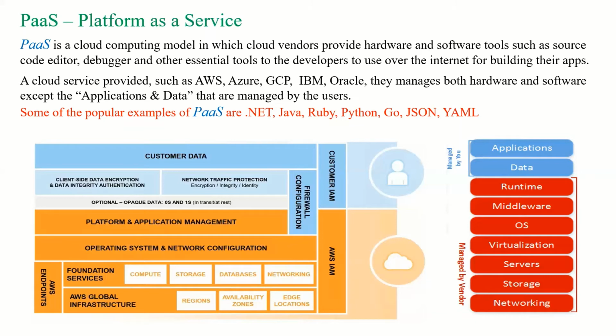Similarly, you take the Google platform, the Google email. They provide both hardware and software. You will log in and you will create your emails. You will send emails. You will receive emails. You will add contacts. That's what. So some of the popular examples for PaaS are .NET, Java, Ruby, Python, Go language, JSON, YAML. They're all programming languages. They provide both hardware and the software.